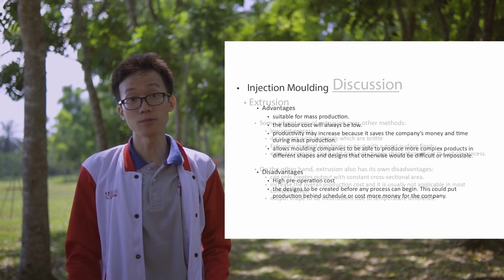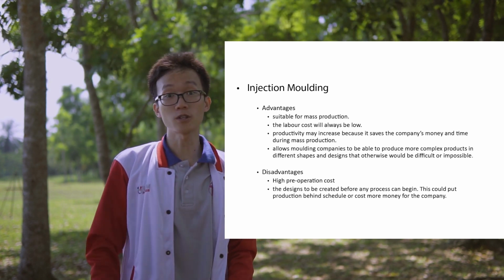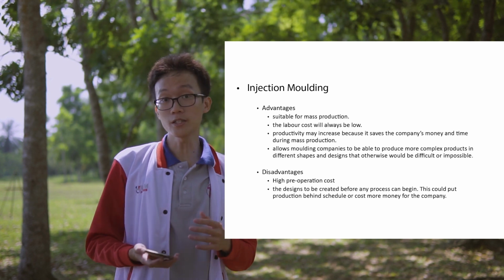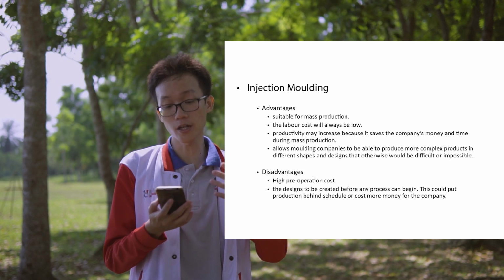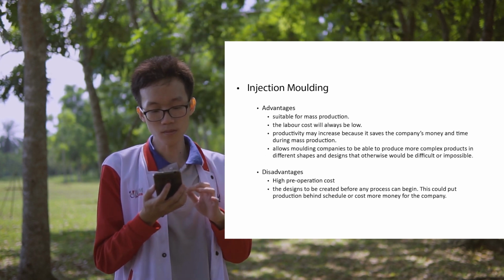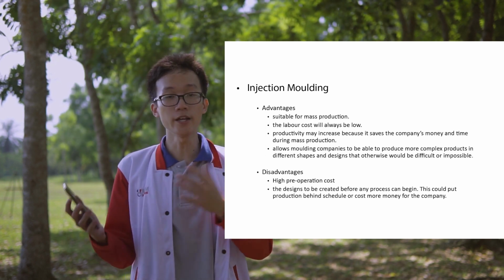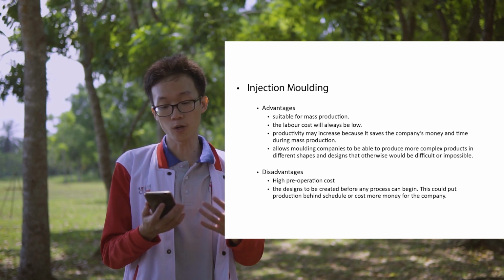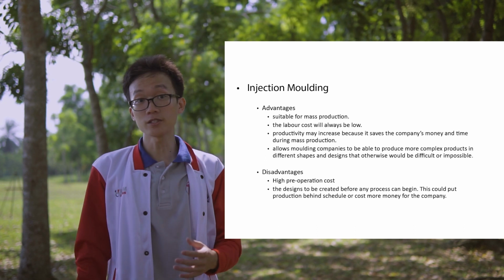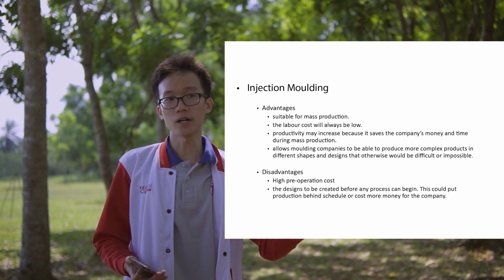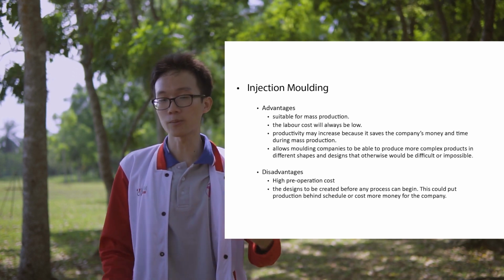The next thing is injection molding. One of the big reasons we choose injection molding is that it is suitable for mass production. The quantity of product can be very high and is accommodated by injection molding. Because the machine can work by itself without any other person's help, the labor cost will always be low. The productivity can also increase due to the lower labor cost, and it saves the company's money and time during the production.